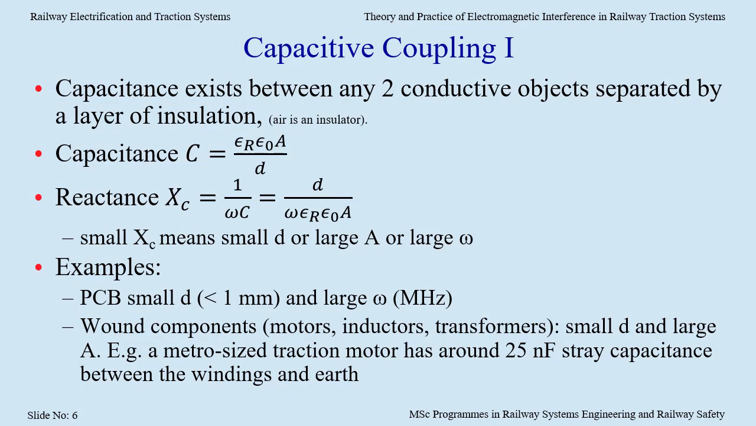Capacitive coupling. Capacitance exists between any two conductive surfaces separated by an insulator, also known as a dielectric. And remember that air is a very good insulator. If you combine the equations for capacitance C and capacitive reactance XC, you can see that the impedance of a capacitor is proportional to the distance between the conductors and inversely proportional to their area, and also inversely proportional to the frequency of the current. To get significant levels of interference current, XC must be small in relation to other paths in the circuit. And this implies that either D is small, A is large, or the frequency is high, or a combination of those three factors.